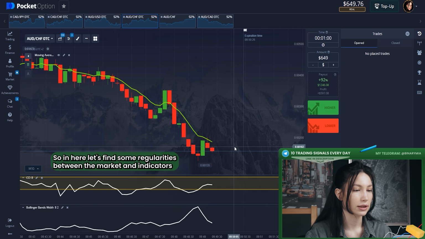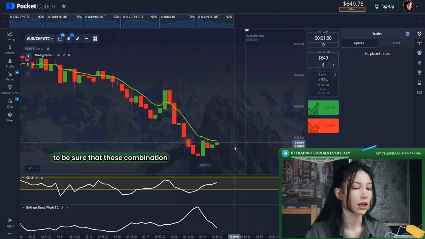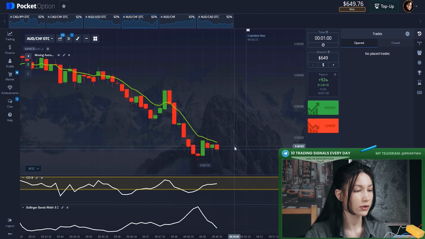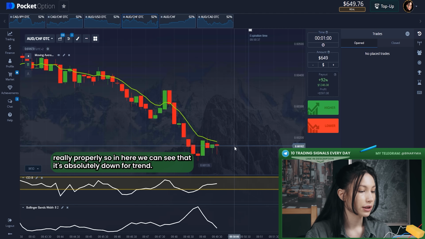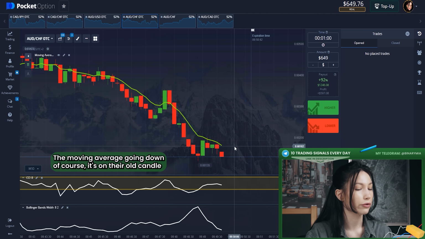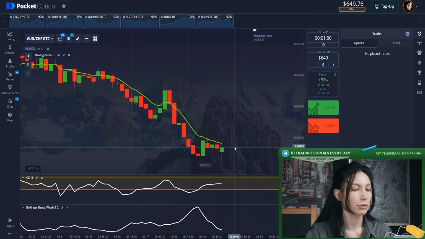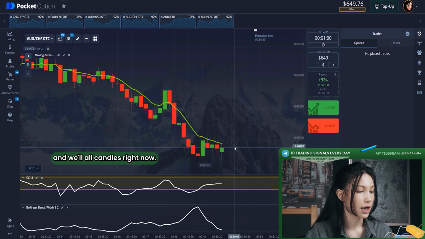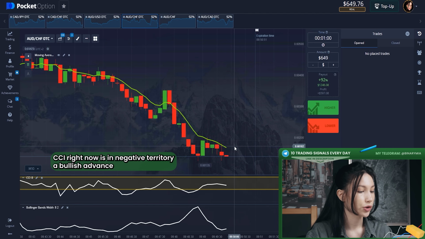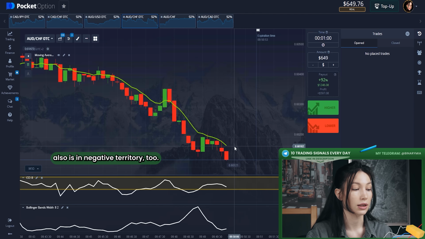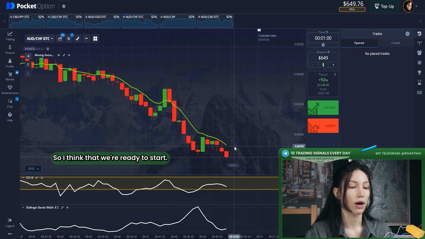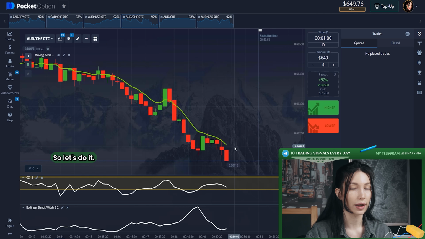Here let's find some regularities between the market and the indicators to be sure that this combination fits our situation properly. Here we can see that it's absolutely a downward trend. We can see it according to all indicators: the moving average is going down, of course, it's above all candles right now. CCI right now is in negative territory. Bollinger Bands also is in negative territory too. So I think that we're ready to start, so let's do it.